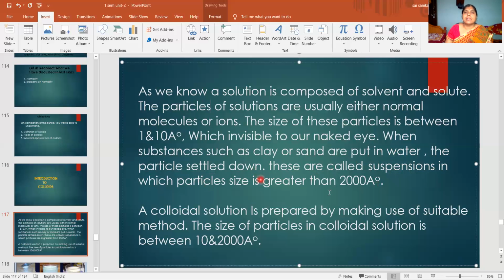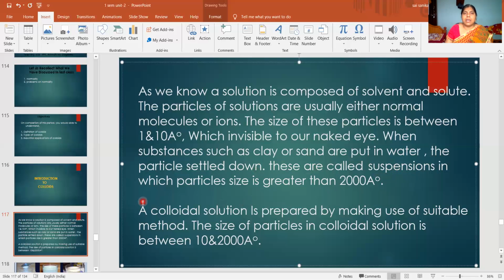The particle size is greater than 2000 angstrom units. The first one is solution, where the two components are invisible and the particle size is between 1 and 10 angstrom units. Whereas here the particle size is greater than 2000 angstrom units, so they are clearly visible and they will settle down at the bottom.